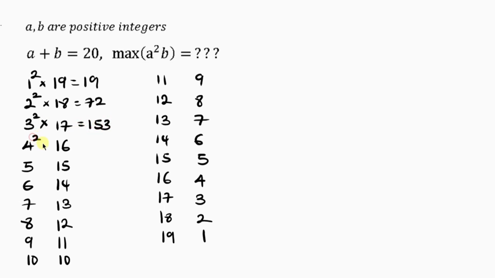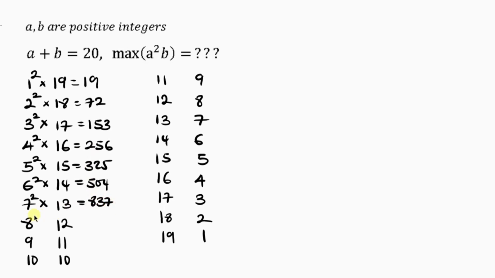Then 4 squared times 16, I'm going to be getting 256. And then 5 squared times 15, I'm going to be getting 325. Then 6 squared times 14, I'm going to be getting 504. And then 7 squared times 13, I'm going to be getting 837. You can see that the numbers are getting larger and larger.